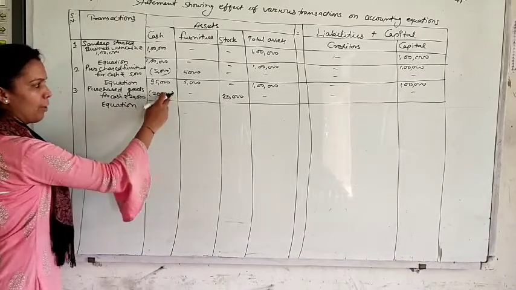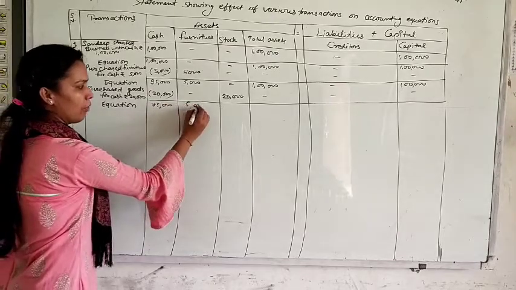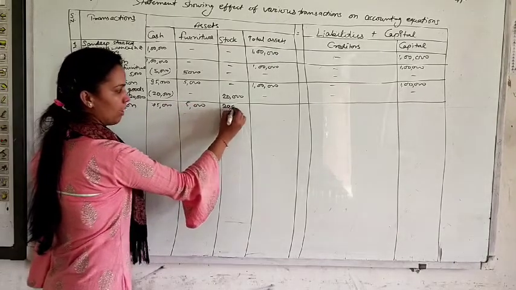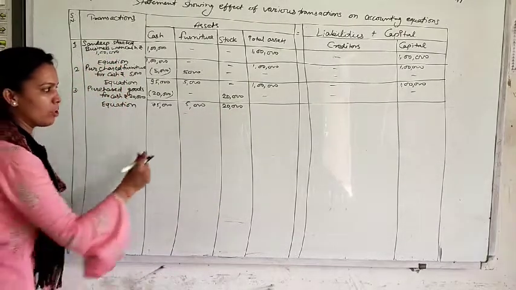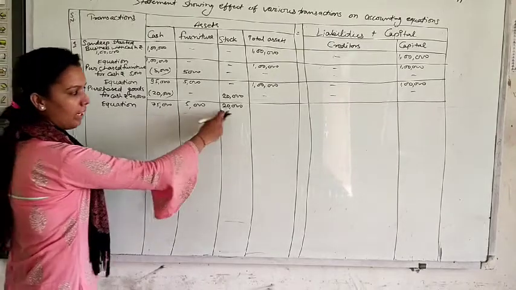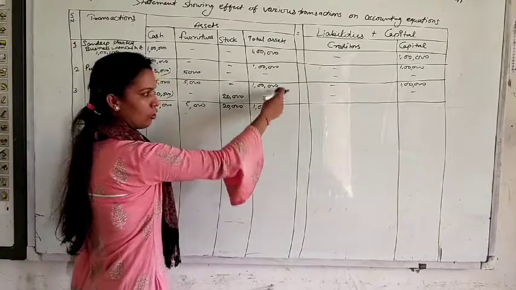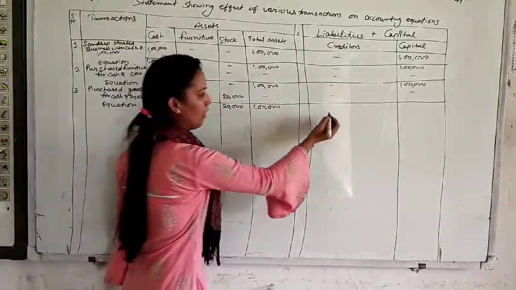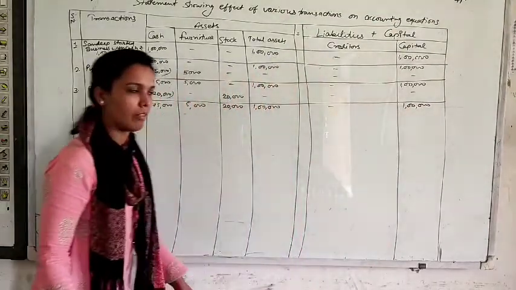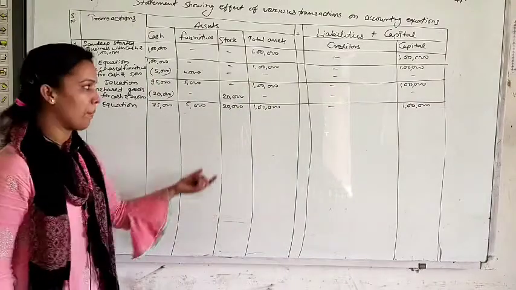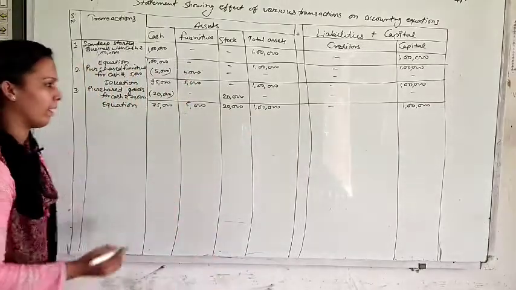What is the equation? 95 minus 20, 75. Furniture will be the same, 5,000. Stock 20,000. Now see the amount of total assets. As I told you, horizontally and vertically both you should match. 75 plus 5, 80, 80 plus 20, 1 lakh. This is horizontally, and vertically also you can see 1 lakh. No amount for creditors and capital is the same, 1 lakh. Again match the equation. Asset is equal to liabilities plus capital. Asset you have of rupees 1 lakh, and liabilities plus capital is also 1 lakh.